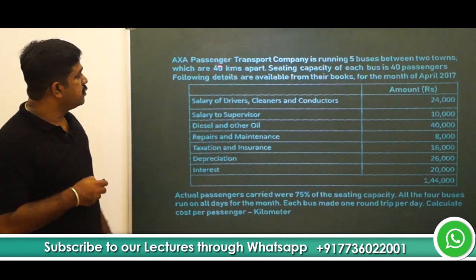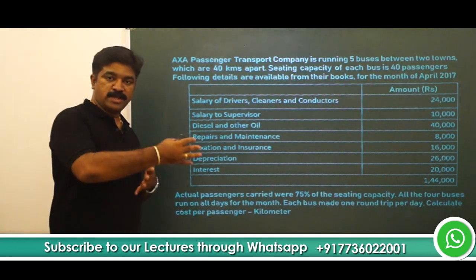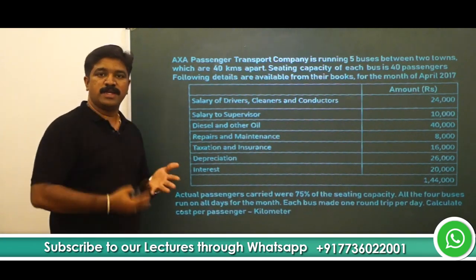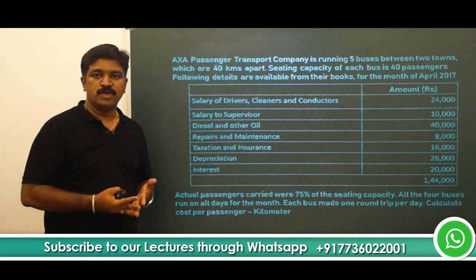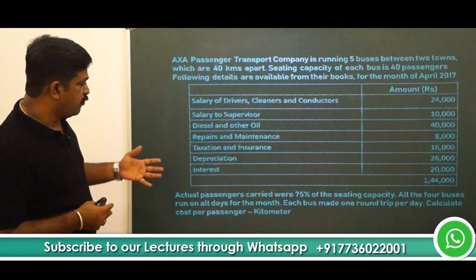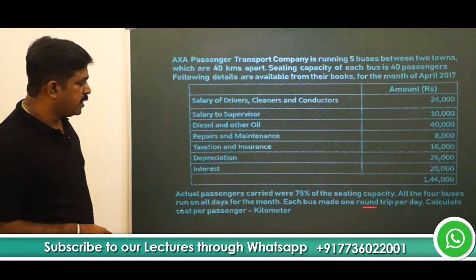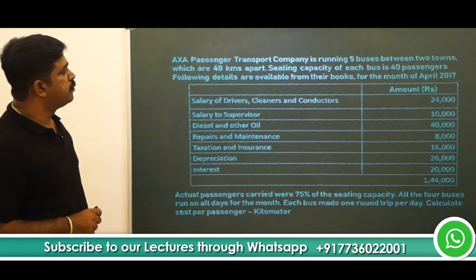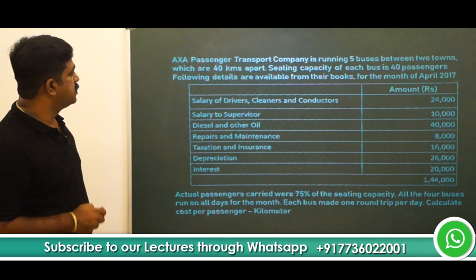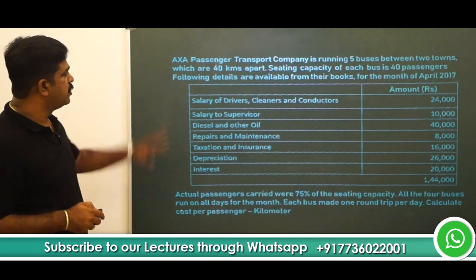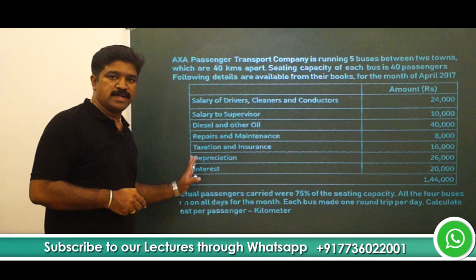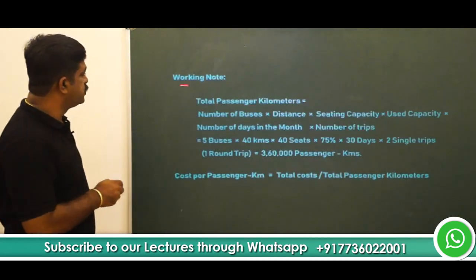And I said this is one side, right? So if you want to make it a complete trip, you should also multiply it by 2. Then any other information? Buses are running on all the days and each bus is making 1 round trip. 40 passengers are there, 40 kilometers. Okay, fine. So we have all the critical information. So let's go for this working note.